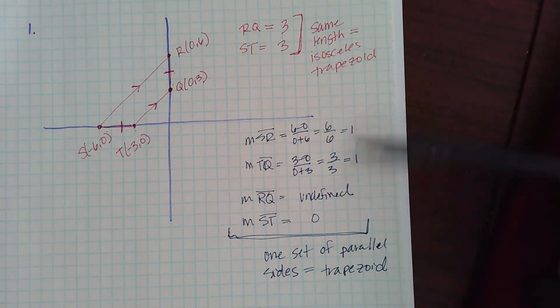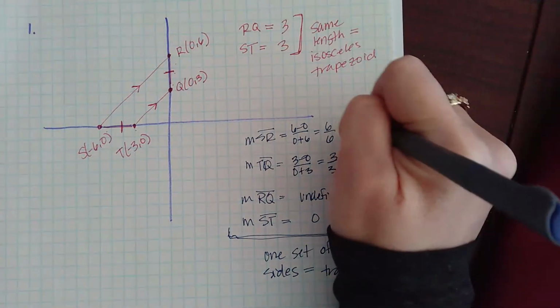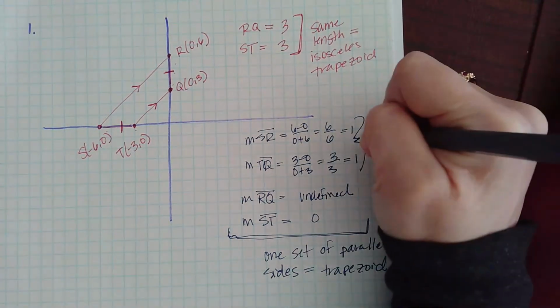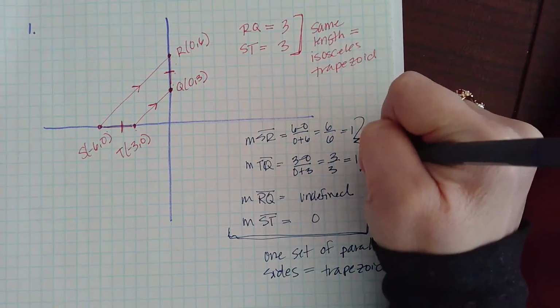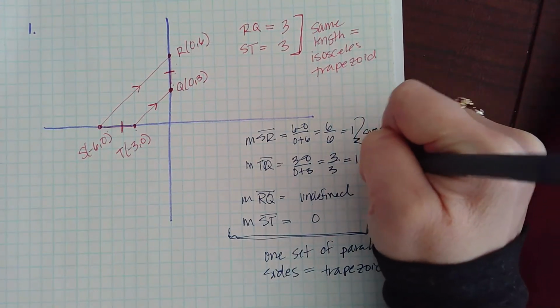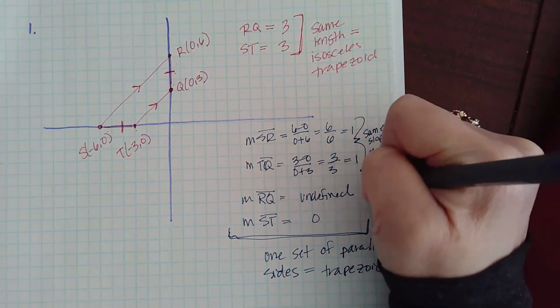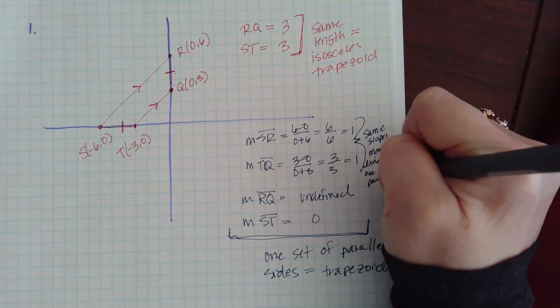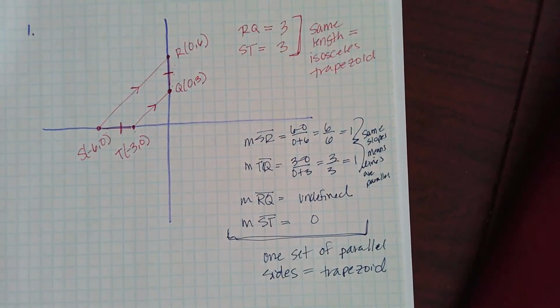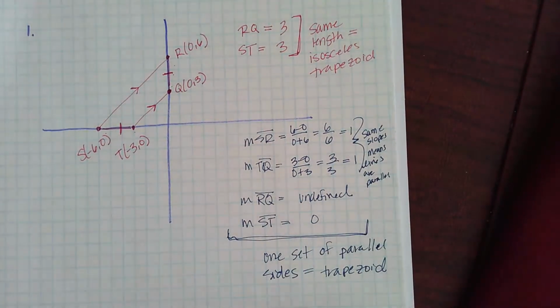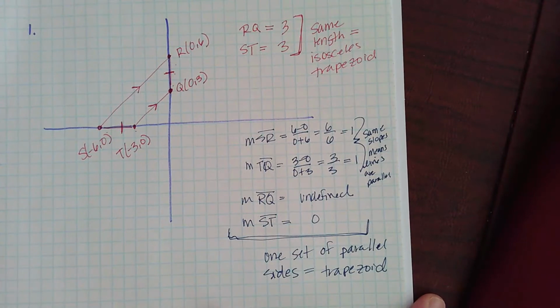So I did the work and then I said, well, we have one set of parallel sides. You might even notice that you would write, you know, same slope means lines are parallel. So again, you want to make sure that you're clear when you're explaining your work so that you're not missing anything. All right, so this is kind of our proof, if you will, for showing that it's a trapezoid.